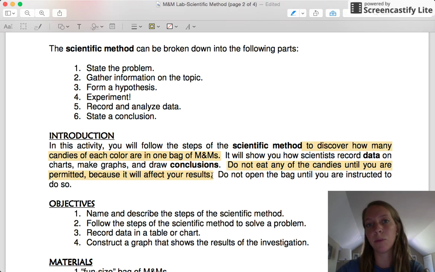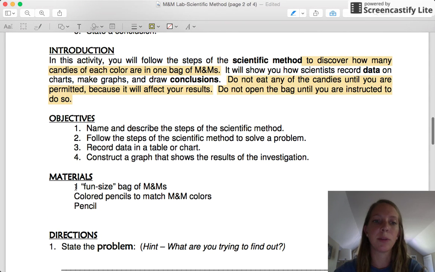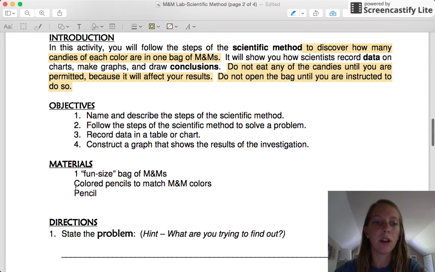So there's directions below that tell you exactly when you can open them and when you can eat them. You will be able to eat them, not until the end though. It also says do not open the bag until you are instructed to do so in the directions. In the directions in here, it tells you when to open them. Here's just some objectives that you can read over.